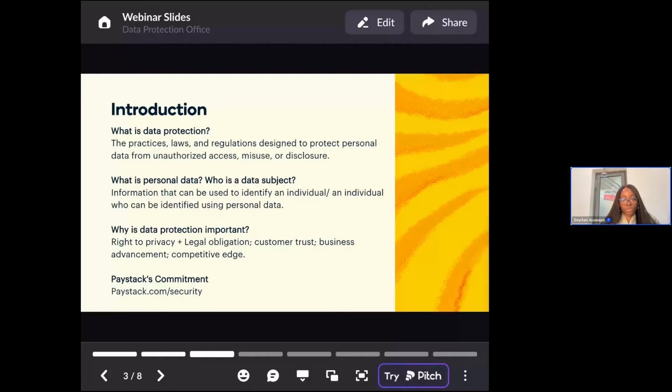Data protection is also important because having a robust data protection practice in your business will build customer trust. If customers see you as a business that will protect their data, they'll trust you and your business will advance because you get more customers, people will be more comfortable to use your services, and you also get a competitive edge compared to businesses who don't have a well-established privacy program.